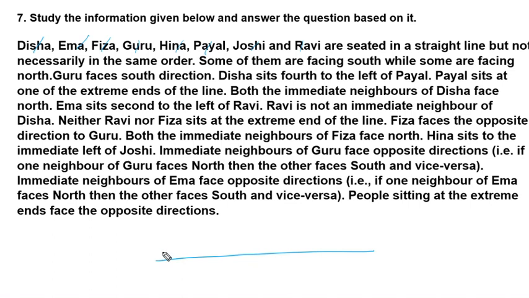So we have 8 people, 1, 2, 3, 4, 5, 6, 7, 8. So some are facing south while some are facing north. So we already know that if the persons are facing north, this is towards left and this is towards right, depending on the direction of the arrow. Similarly, if the same people are facing towards south, this is left and this is right. This is depending upon the direction of the arrow. Okay. So first, let's see based on which point we'll start by reading each and every sentence individually.